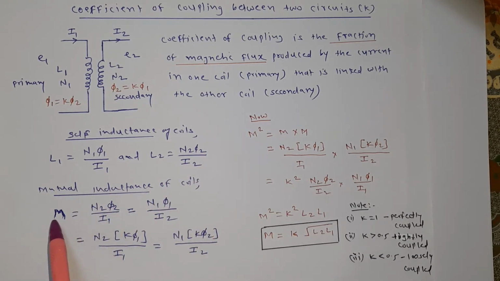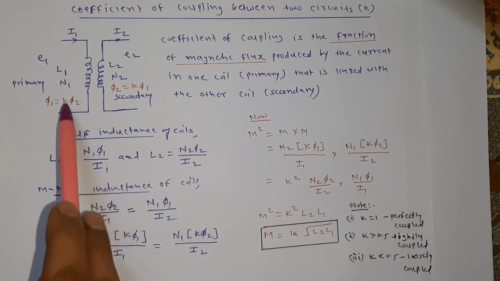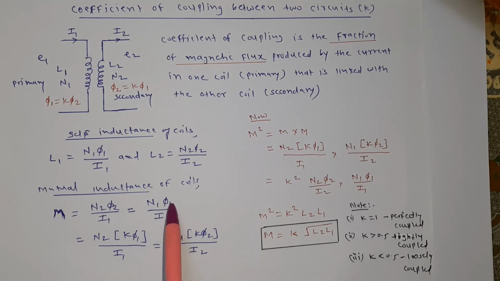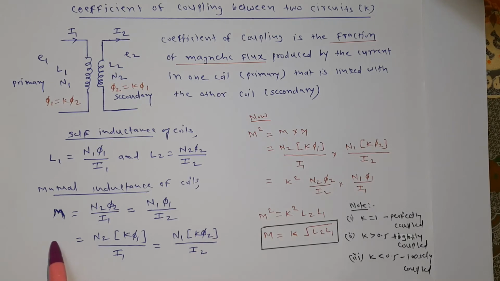Mutual inductance M, that is change in current in one coil, EMF induced in second coil. So N2 flux 2 upon I1. If I take first coil, then N1 flux 1 upon I2. See the formula for the same. But flux 2 is equal to K flux 1, and flux 1 is equal to K flux 2. So M is equal to N2 K flux 1 upon I1, which is equal to N1 K flux 2 upon I2. We'll multiply M into M.